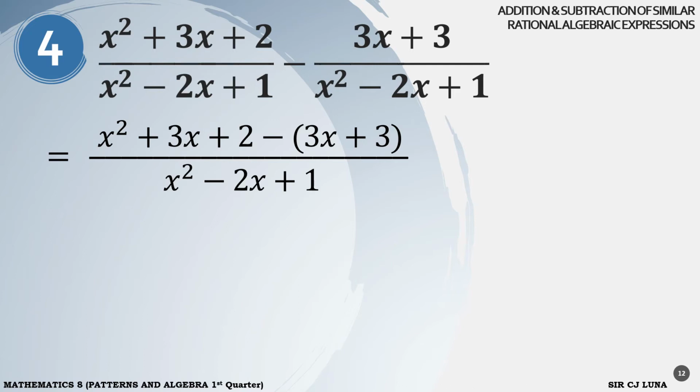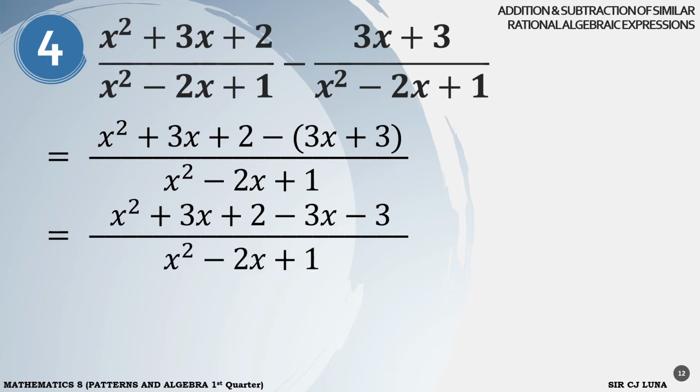Let's simplify our numerator. Here, we have subtraction and then a grouping symbol. That means that is our subtrahend. So we have to change the signs of our subtrahend. From positive 3x plus 3, it will become negative 3x minus 3. And then over x squared minus 2x plus 1.